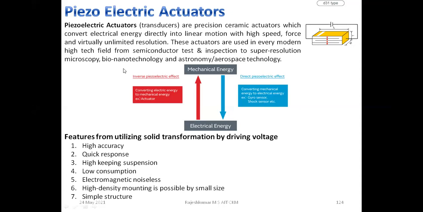that is the piezoelectric actuator. Before going into the actual consideration, an actuator is a type of transducer, a precise ceramic object, which is very much used to convert electrical energy into linear motion. So we are going to analyze it as a piezoelectric actuator. In the case of this piezoelectric actuator, displacement is achieved, directly or indirectly, through the deformation, whenever a solid deformation occurs.